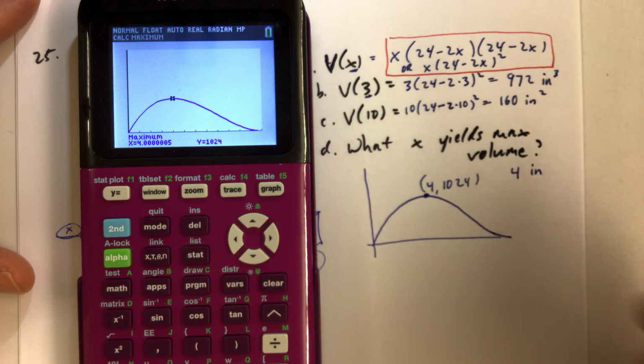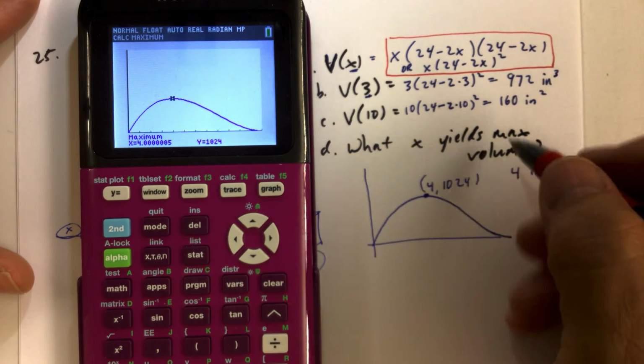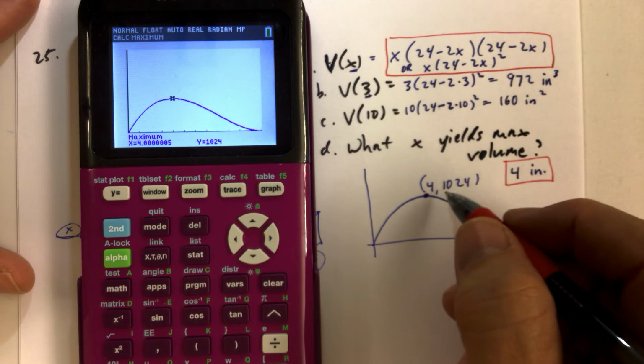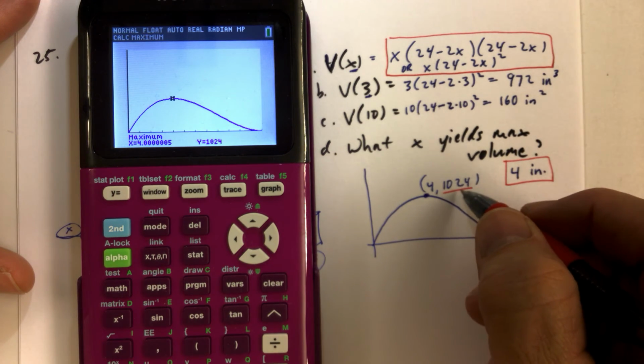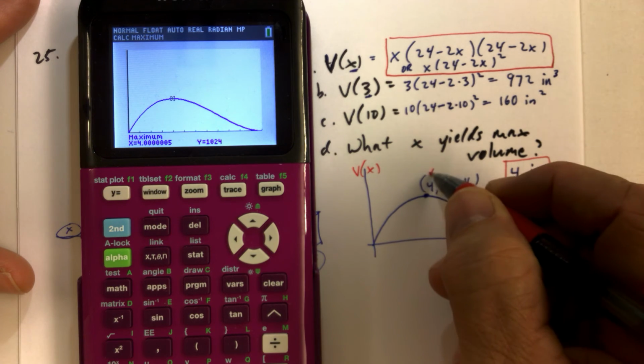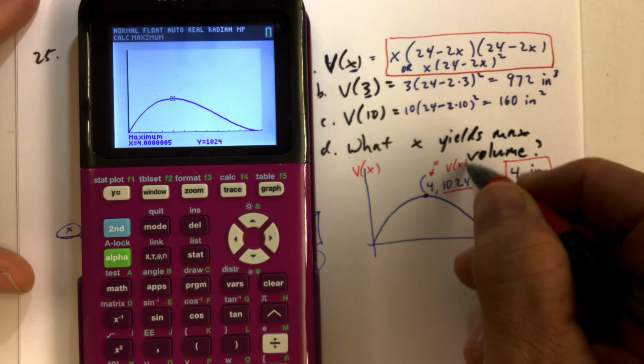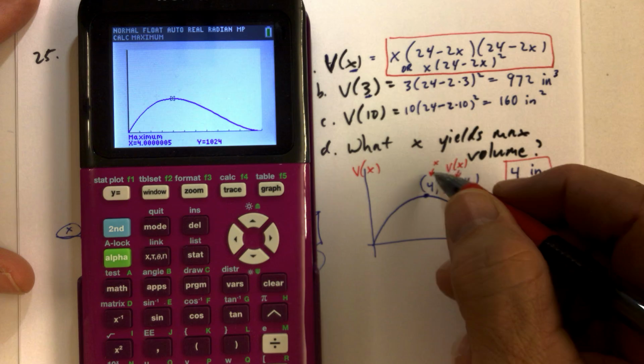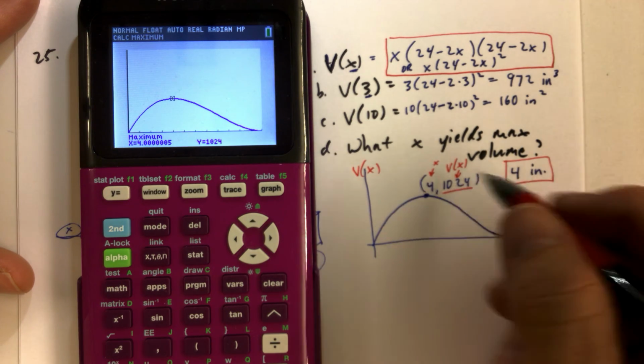Okay, 4 inches, and that is the answer to that one, because the maximum volume is there. This is the volume in terms of x. This is x. There's your x. There's your v of x right there. So when x is 4, the volume is at its maximum because you can see it's at the high point.